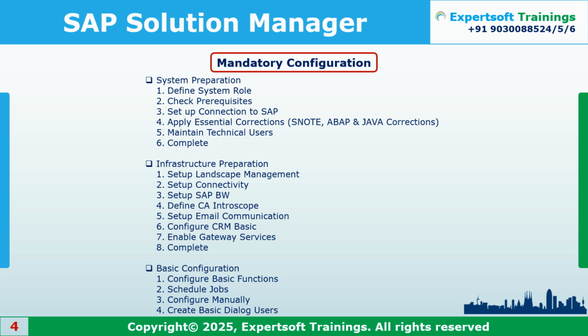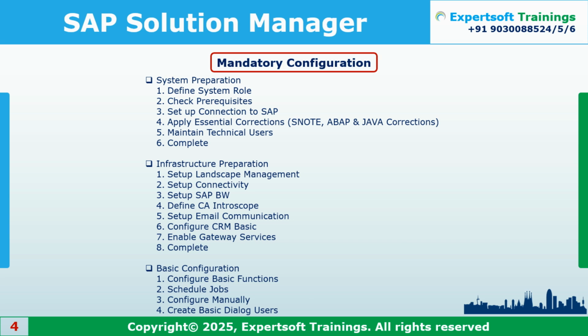Just like system preparation, we have activities in the infrastructure preparation that we need to create. Set up landscape management, meaning LMDB. LMDB is the transaction code to access the setup of landscape management. And you need to set up the connectivity between the systems, like from Solution Manager to SAP and Solution Manager to S4 systems, and set up for BW. We have some mandatory activities and some optional activities. You should complete all mandatory activities in all the given phases.